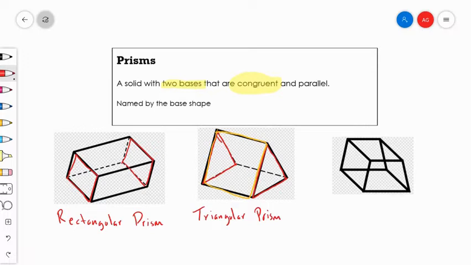And same with this last prism down here, the base is a trapezoid, and so the name for this prism is a trapezoidal prism.